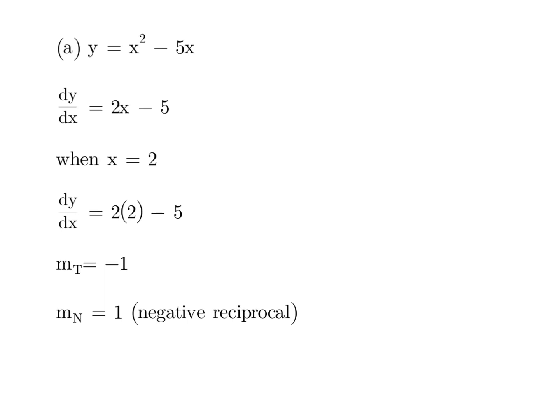For our first curve, x squared minus 5x, the differential is 2x minus 5. When x equals 2, 2 times 2 minus 5 is -1. So the gradient of the tangent is -1. So the gradient of the normal, the negative reciprocal, is 1.